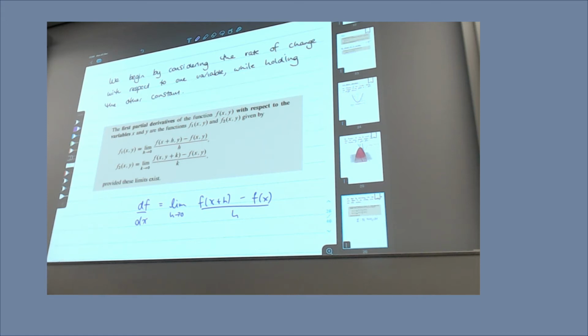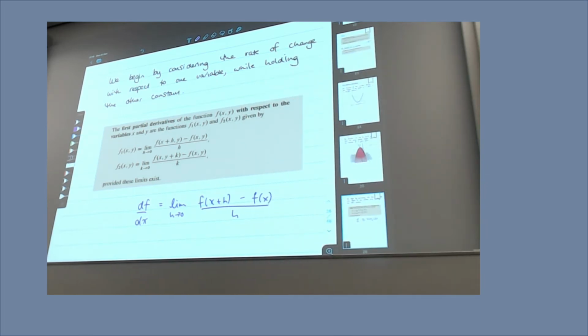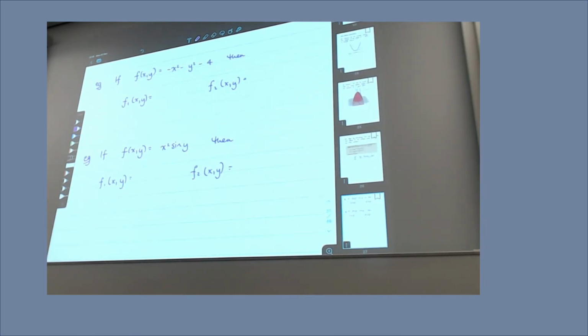Because what this tells you is that whenever you want to find the derivative of a function of two or more variables in a particular direction, so with respect to x or with respect to y, you can use everything you already know. You just pretend that the variable you're not interested in is a constant. Yay! And then you forget, and then you get sad. But that's okay.